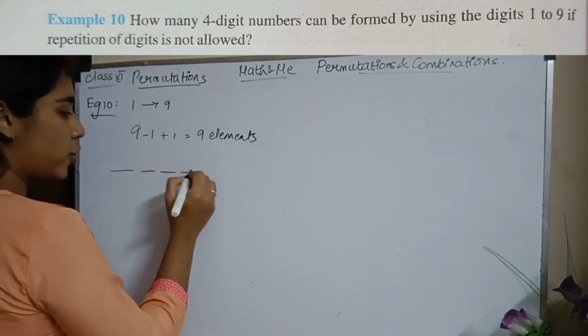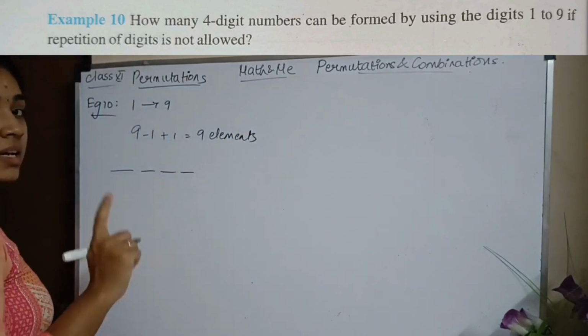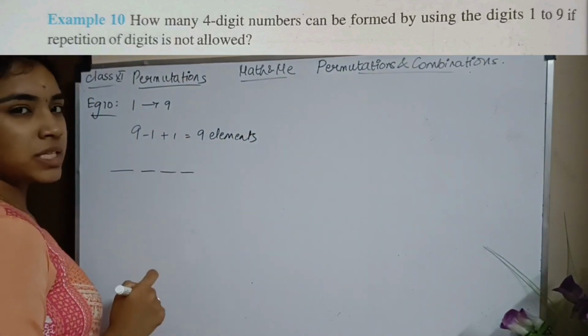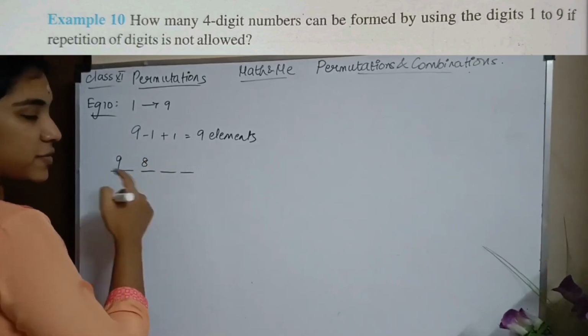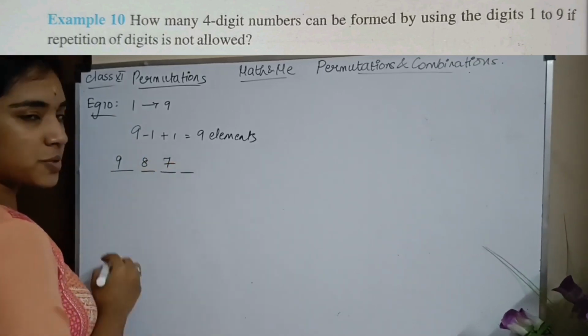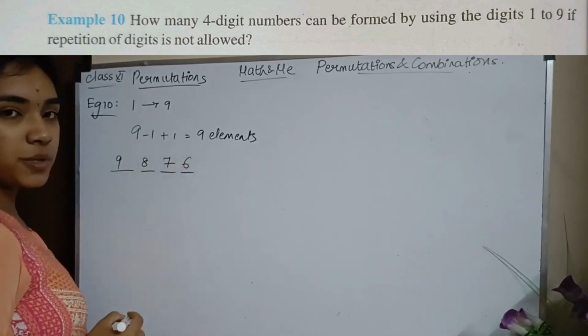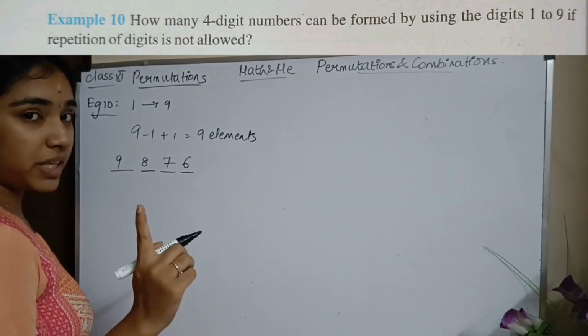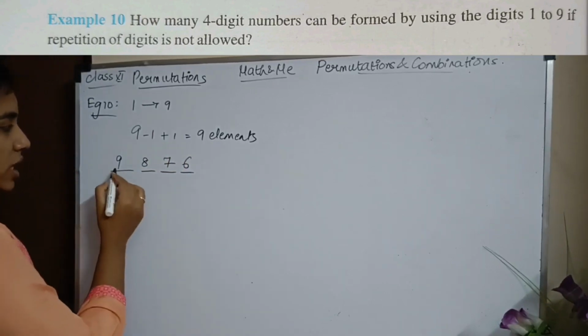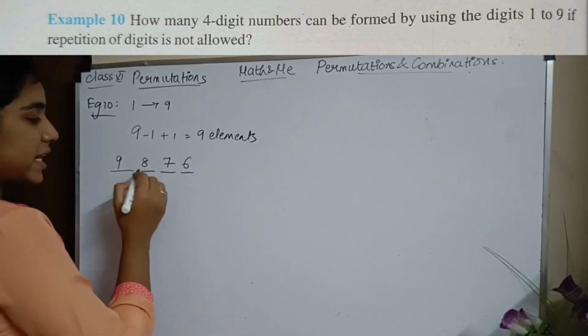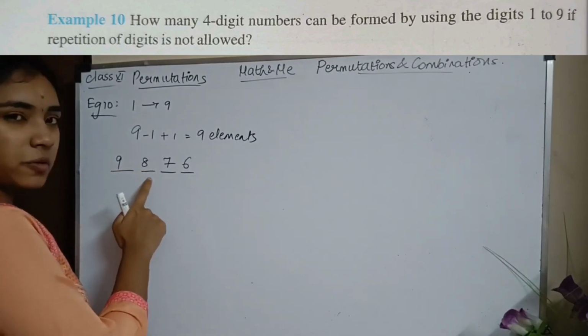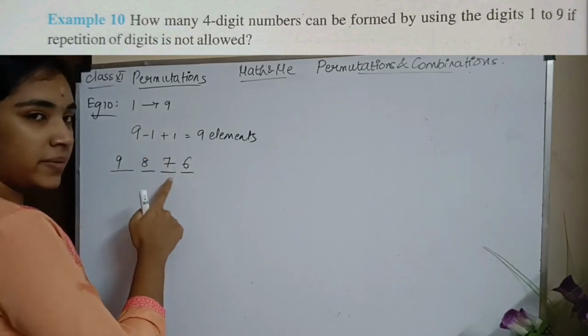I need a 4-digit number, correct? 4-digit number without repetition. So now with 9 elements, what will we do? 9 options for the first place, then 8 options for the second place, 7 options for the third place, and 6 options for the fourth place. It is without repetition, correct? So if it should not repeat, for the first place there are 9 numbers: 1 2 3 4 5 6 7 8 9. For the second place, once one number is used, it will be left with only 8 options. So similarly 7 and 6.